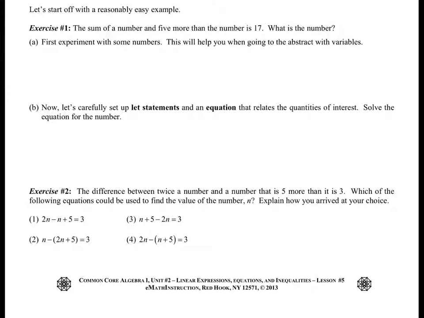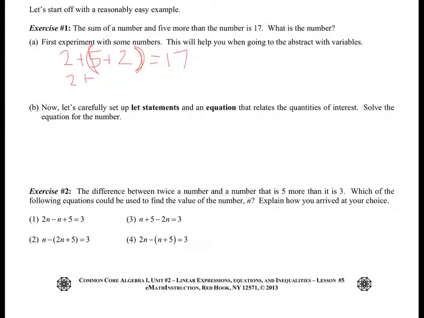So we're going to start off with an easy one. The sum of a number and 5 more than the number is 17. What is the number? The first thing we're going to do is experiment with some numbers. So let's say we have a number, and we're going to pick the number 2. So the sum of a number and 5 more than a number is 17.